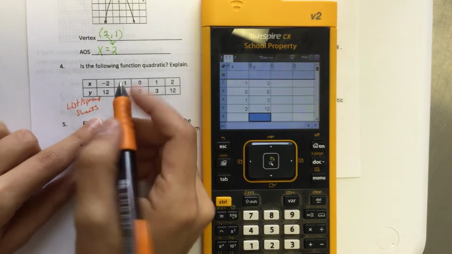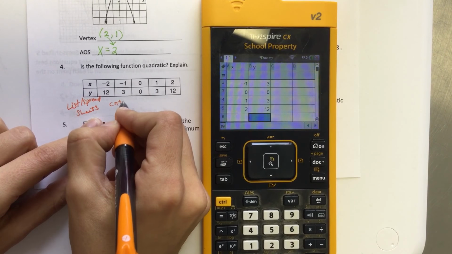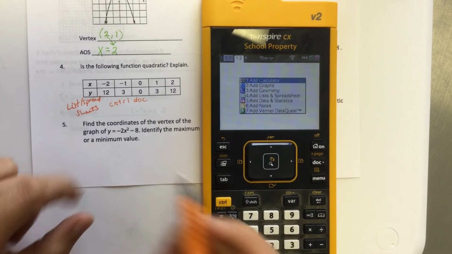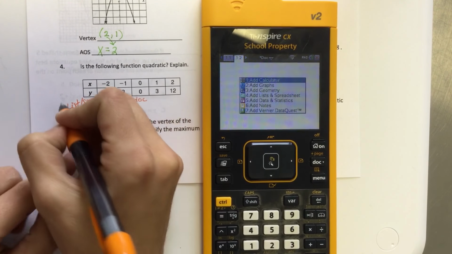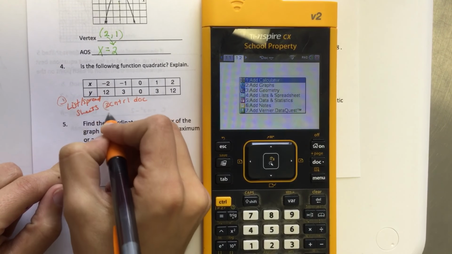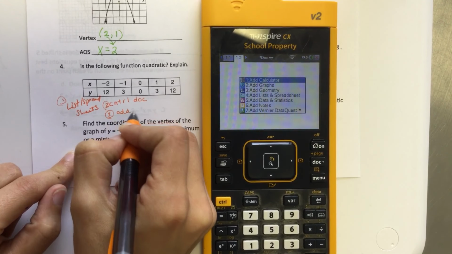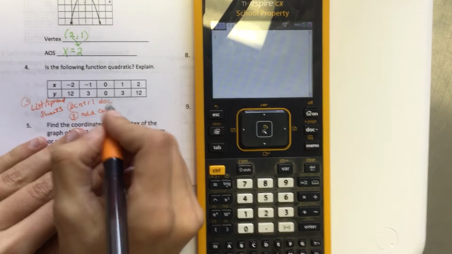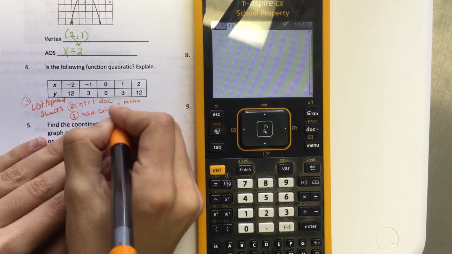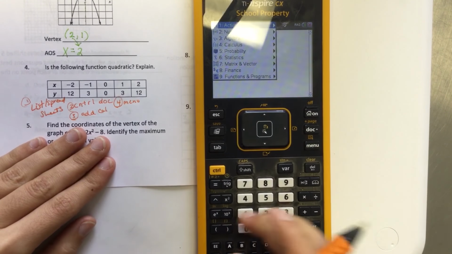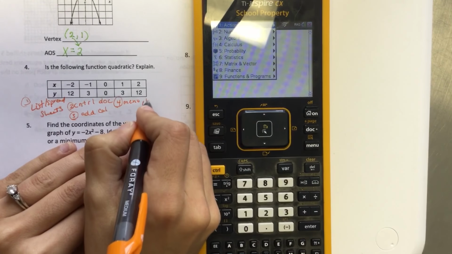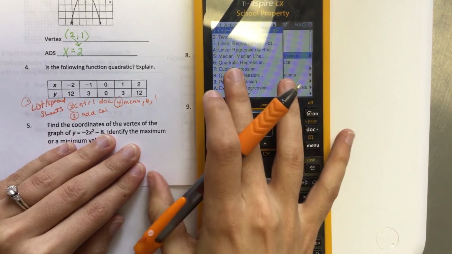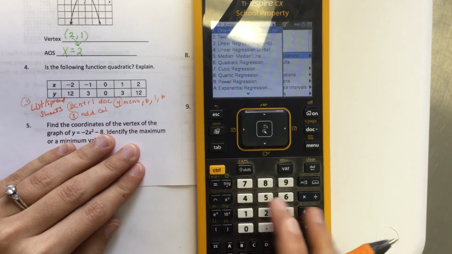Then you're going to add a new page by doing control doc. Add calculator page. This is 1, 2, 3. Add calculator page. Then you're going to go menu, 6, 1, and you're looking for quadratic regression, so 6.